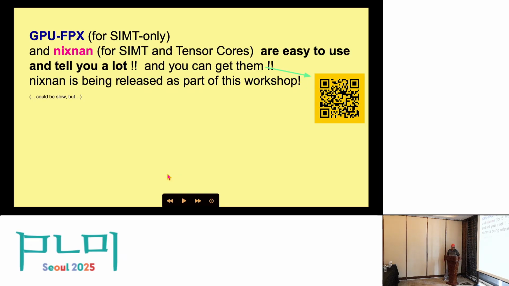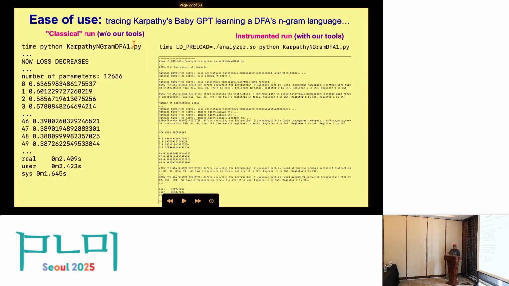nixnan is the name that we are hoping to impart to the next tool. This is a tool that we are building for Tensor Cores, where the task is grabbing exceptions from every lane and then packing them into a unified word. That's also available. It is a new tool that we need to put to use, so I invite you to try it. So how is a tool like this used?